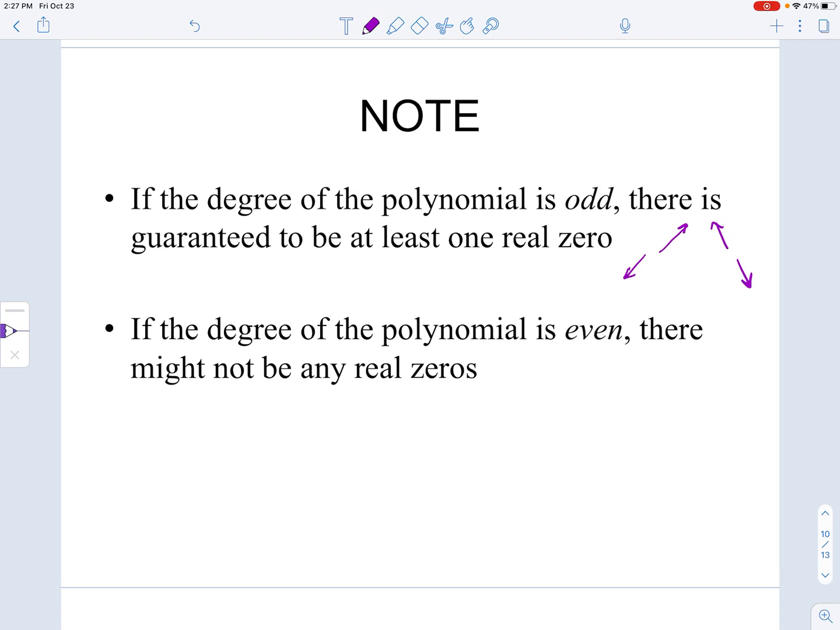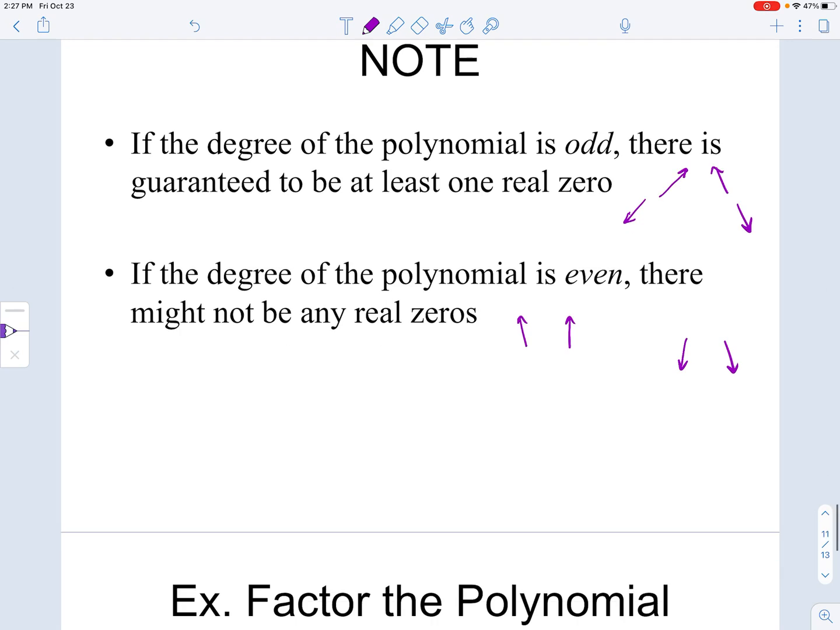However, a polynomial that has an even degree has end behavior like a parabola that opens up or opens down. And therefore, everything can either happen above the x-axis or below. It doesn't have to cross the x-axis.